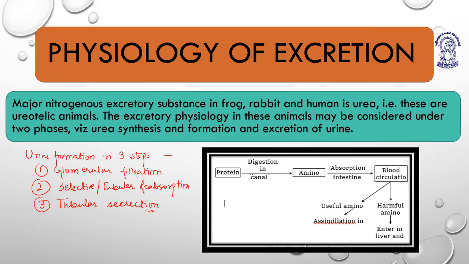So the process of formation of urine is basically conducted in these three steps. One is glomerular filtration. The second one is selective or tubular reabsorption. And the third one is tubular secretion.